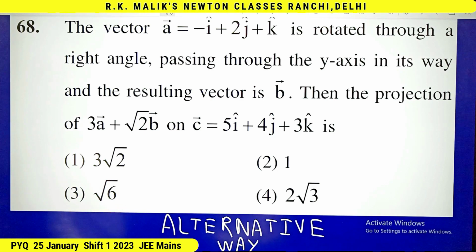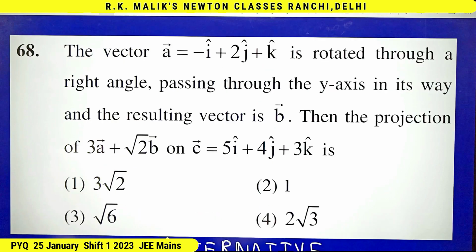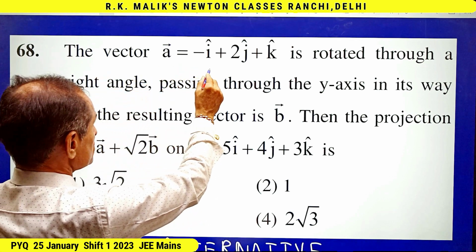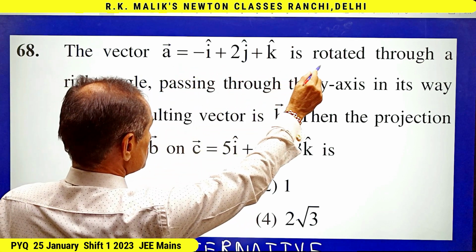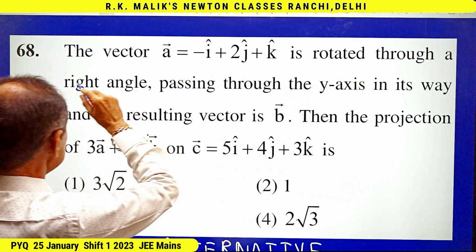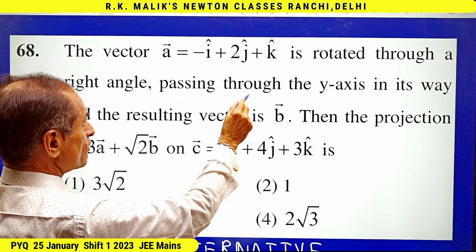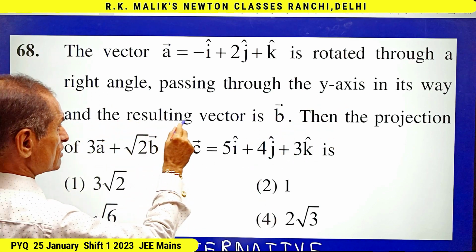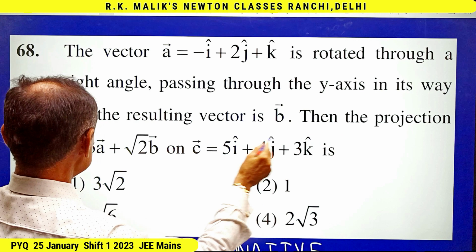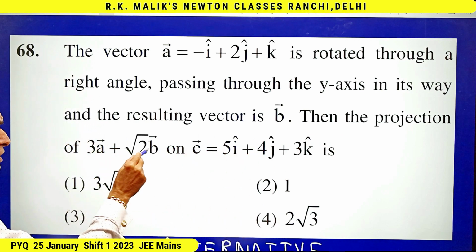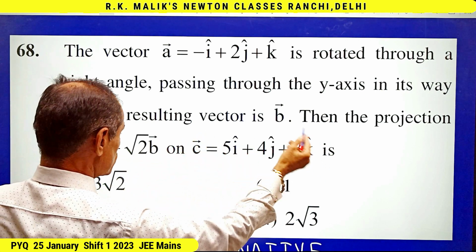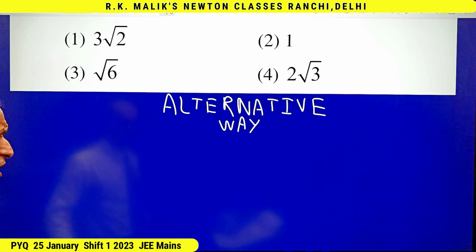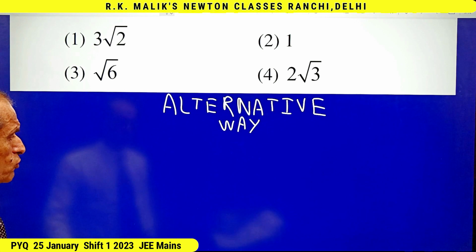Now I will do this question by an alternative way. In this question, it is given that the vector A equal to minus i plus 2j plus k is rotated through a right angle passing through the y-axis in its way, and the resulting vector is B. Then the projection of 3A plus root 2 B on the vector C equal to this is, you have to find the correct choice. Before I do this question, I will tell you a concept to be used in this question.